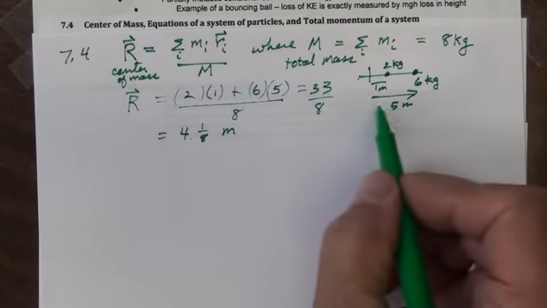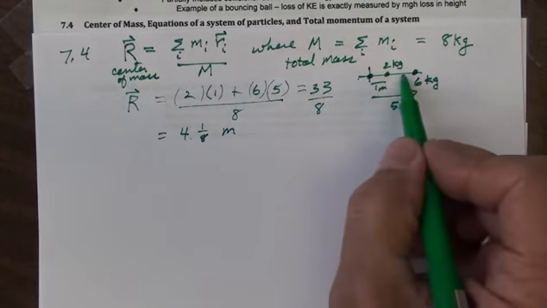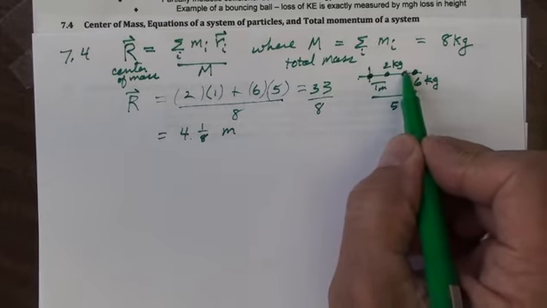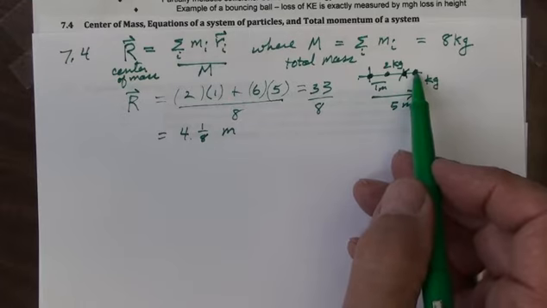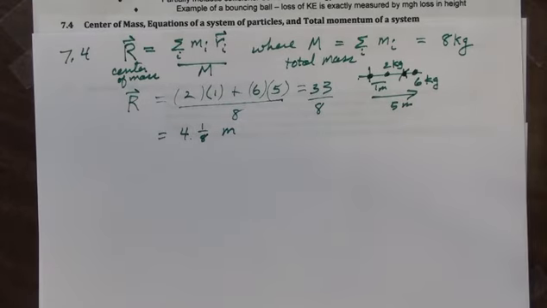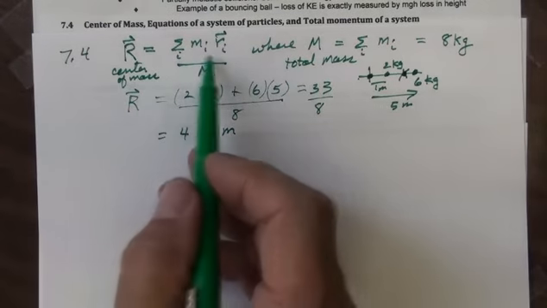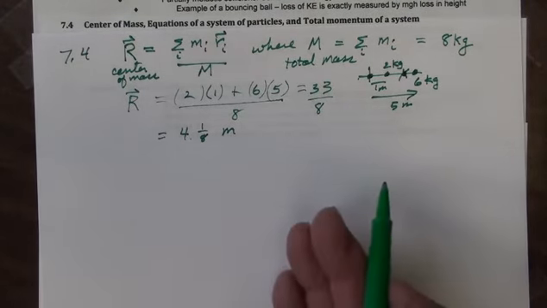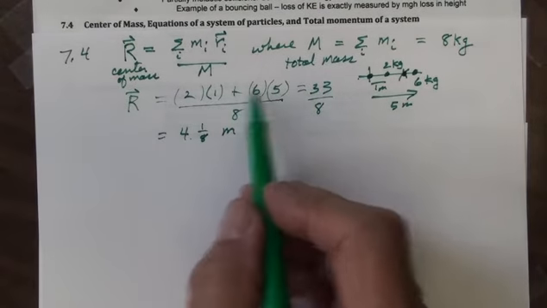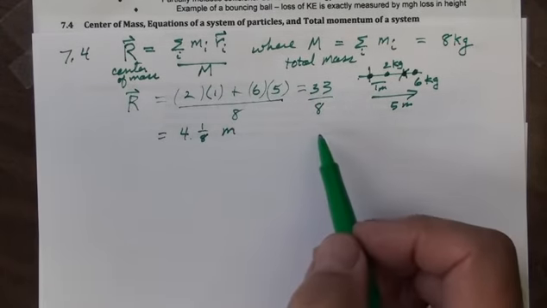And where is that from? That's from this origin. It'll be somewhere right about here, closer to the mass that weighs 6 than the mass that weighs 2, obviously, because it weighs more. So this is how we compute the center of mass. If we had 10 objects, we just do this with 10 different terms and divide by the total mass.